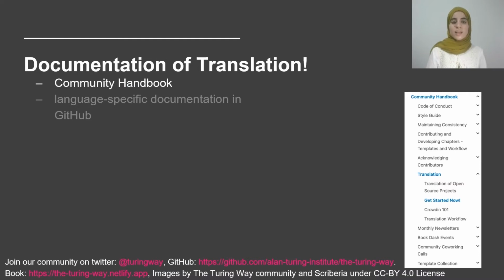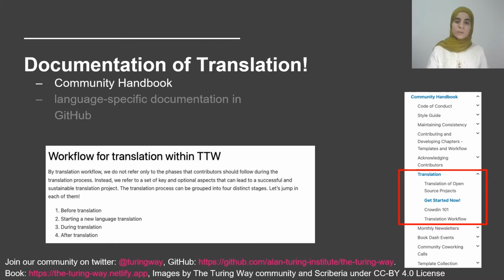So in the book itself, we have a guide called the Community Handbook. So the Community Handbook, like you see here on the right in this picture, provides information about all our practices within the project, ways of working, and other aspects that can make community participation equitable for all members, such as how we plan our events, how we enforce our code of conduct, even how we make our newsletter. As you may have already guessed, our translation workflow is also documented inside the Community Handbook.